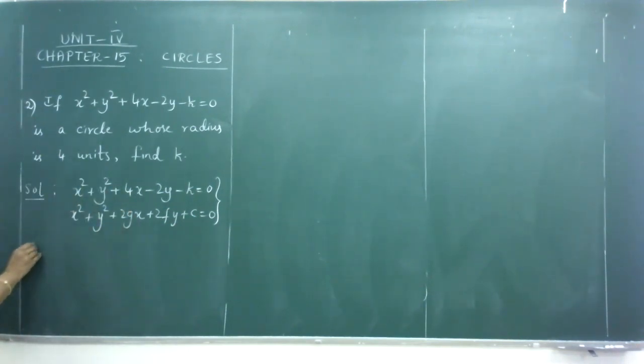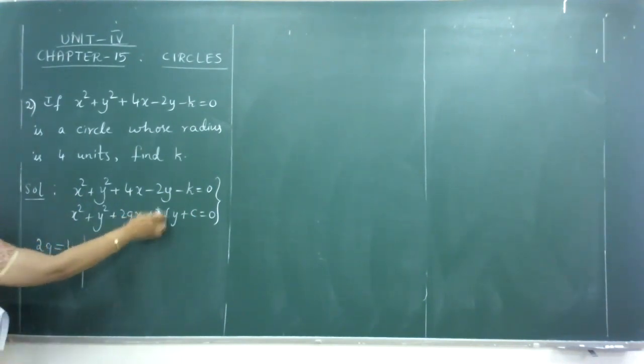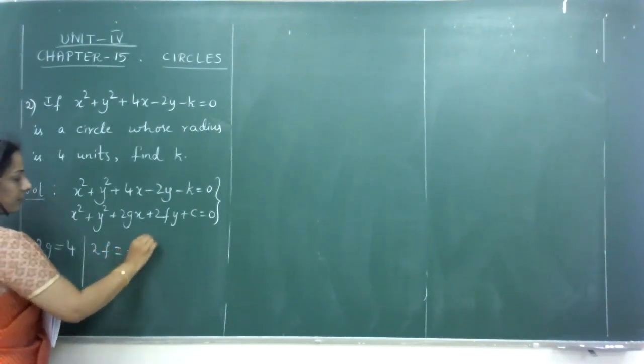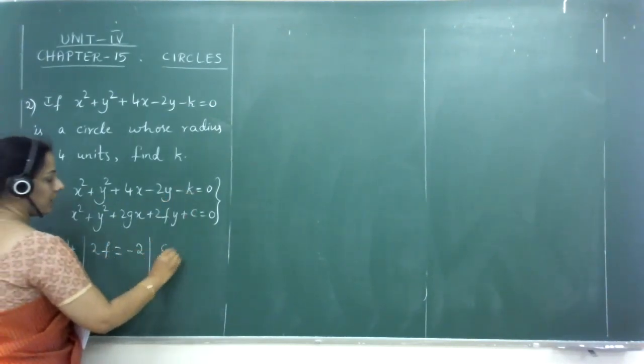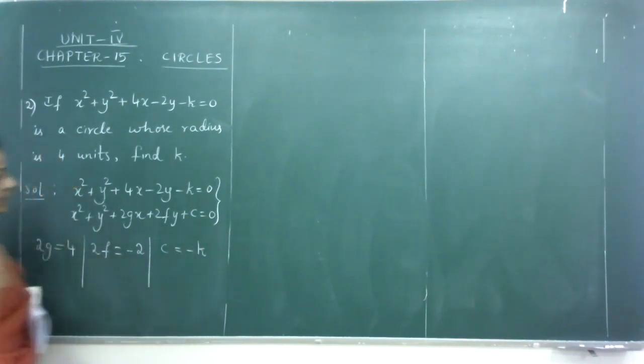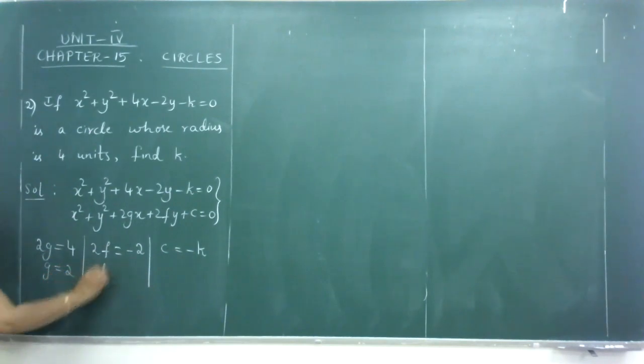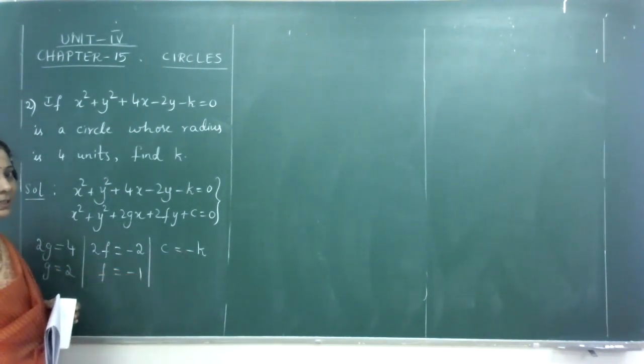Compare the coefficients of x. You get 2g is equal to 4. Compare the coefficients of y. You find 2f is equal to minus 2. Compare the two constants. You find c is equal to minus k. Thereby g will be 2, f will be minus 1, c remains as it is.